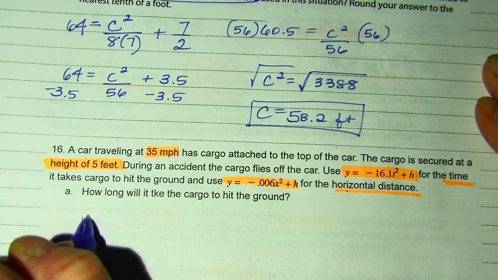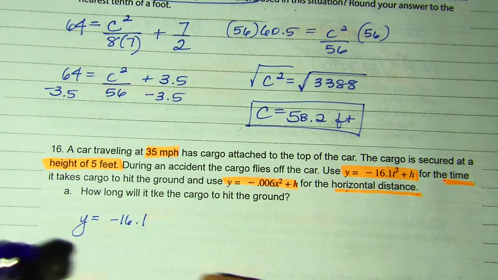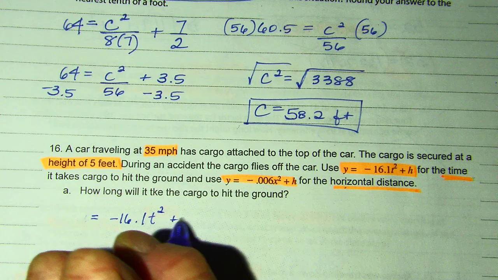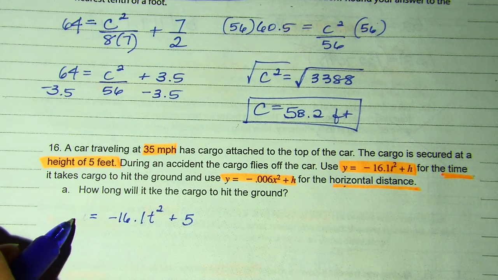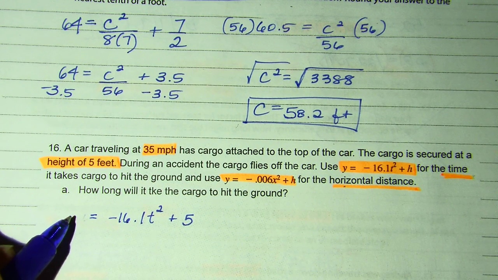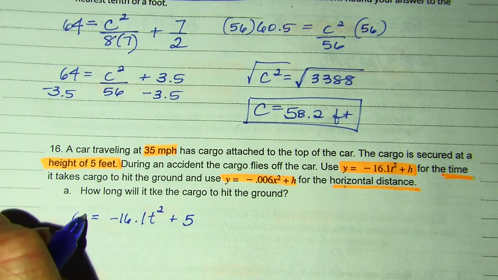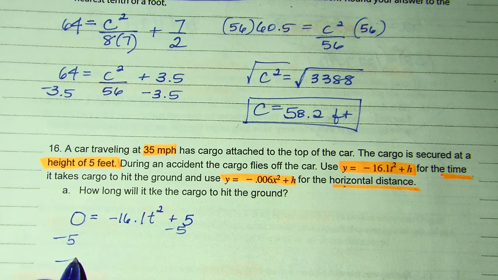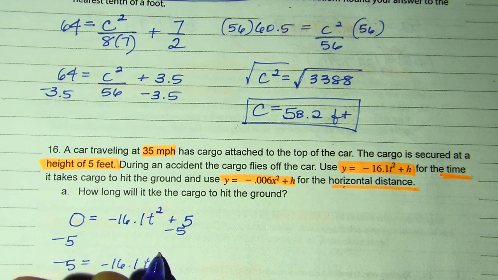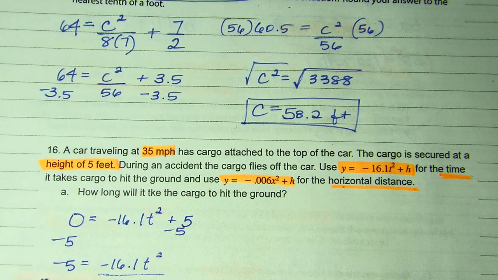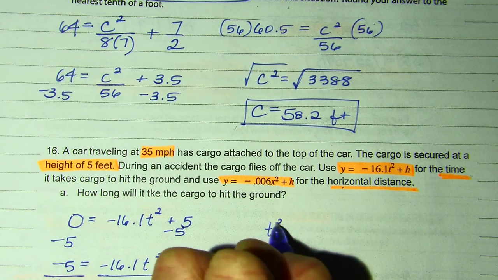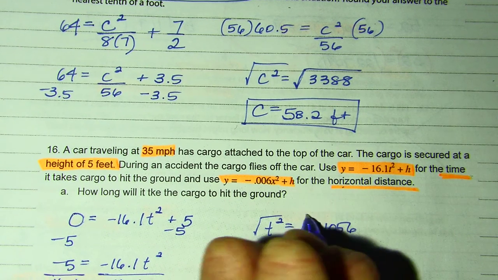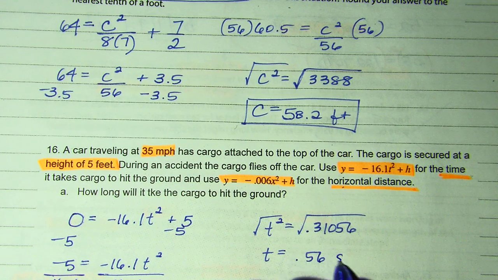So I have y equals negative 16.1, and I'm going to switch that. I'm going to change y. I'm solving for t, and they told me the height is 5. Now, what do I put for y? When I am talking about it hitting the ground, you're going to substitute 0 in for y and then solve. So I'm going to subtract 5 from both sides. So negative 5 equals negative 16.1 t squared. I'm going to divide. So t squared equals, I get 0.31056. To solve, I'm going to take the square root of both sides. So t equals 0.56 seconds.